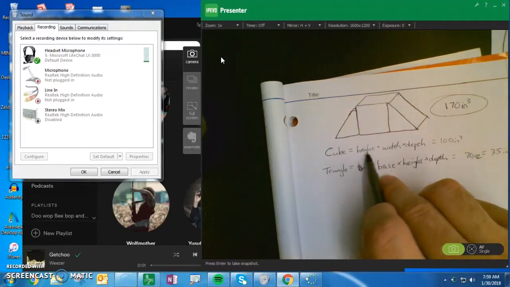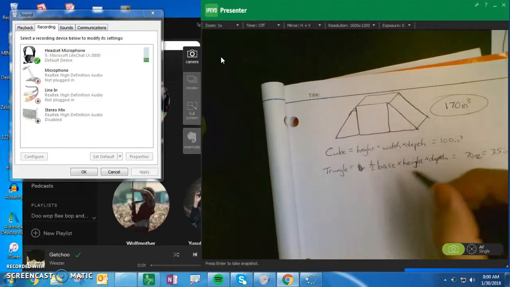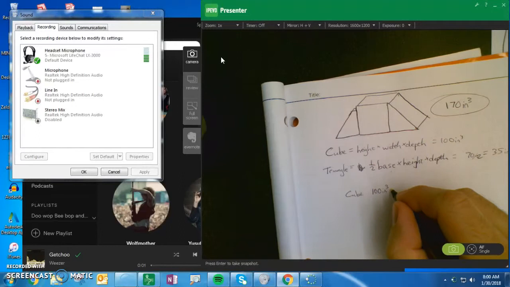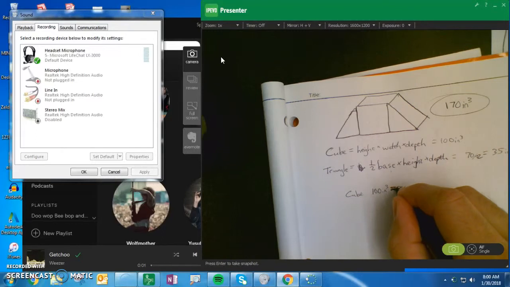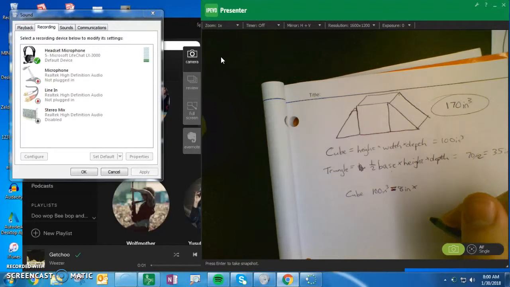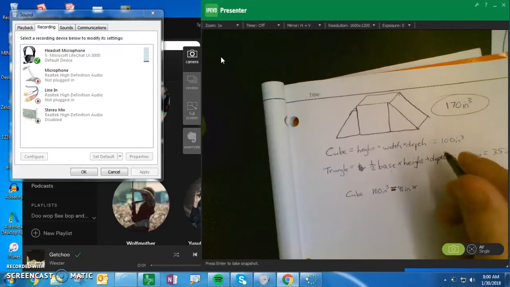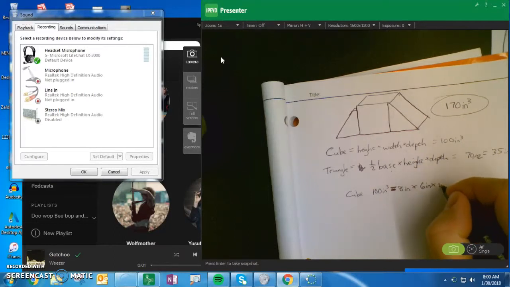Okay, so the cube, I'm going to determine what my dimensions are. This is going to be 100 inches cubed. My height, I'm going to decide, is 8 inches, equals 8 inches times the width, which is what I'm going to determine. And then the depth, I'm going to make, let's say, 6 inches, and that's going to be times the width.